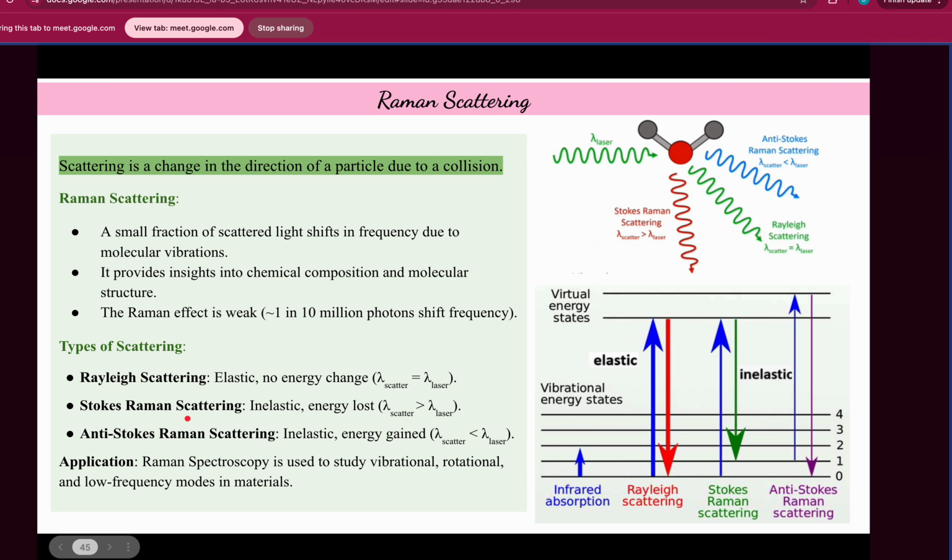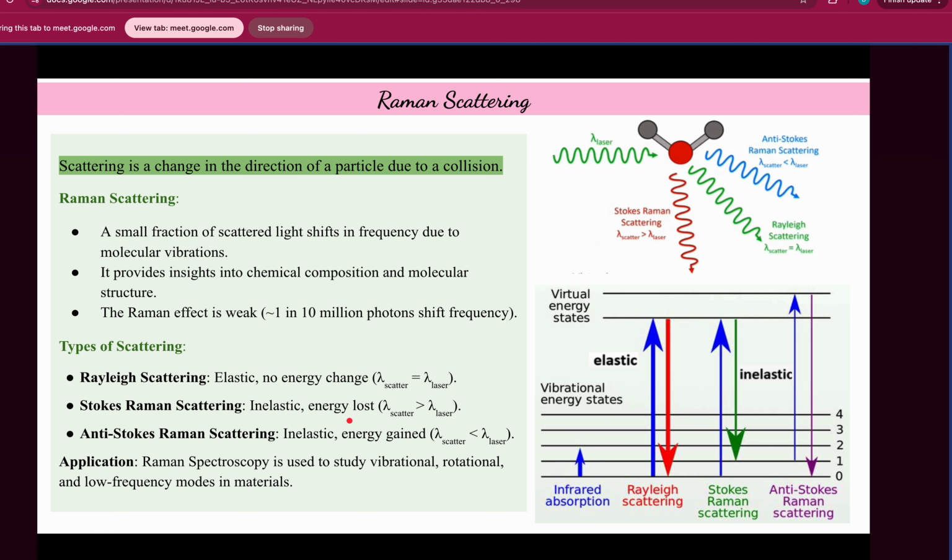Then comes Stokes Raman scattering. Raman described two types of scattering: Stokes Raman scattering and anti-Stokes Raman scattering. Because this was very weak, but still he observed it, that's why he got the Nobel Prize. What he said is that scattering is not always elastic; inelastic scattering is also possible.